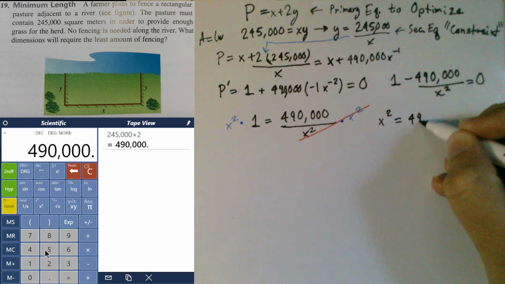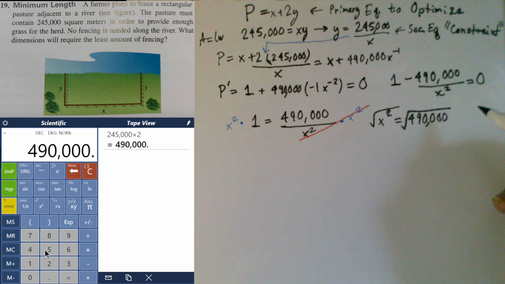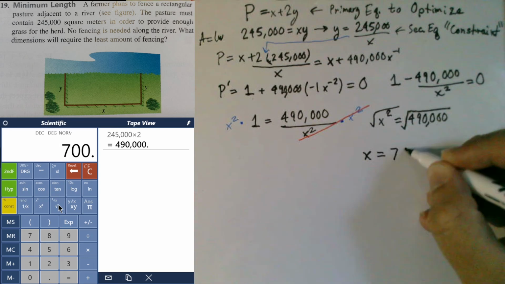We can then take the square root of both sides. We don't care about the negative answer. In geometry problems we want to look for the positive answer when we're taking square roots. So this would tell us, when you get the square root, x is equal to the square root of this number, which is 700. Again, positive answers only.